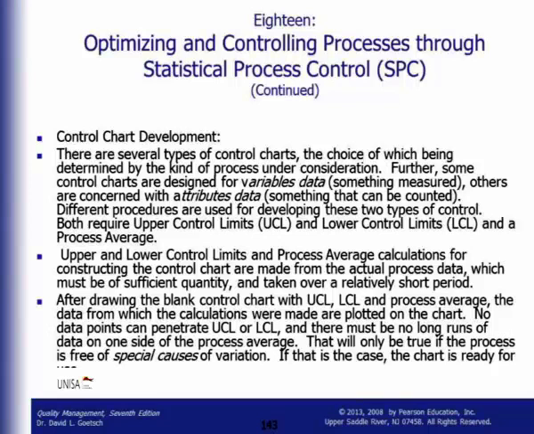After drawing the blank control chart with UCL and LCL and process average, the data from which the calculations were made are plotted on the chart. No data points can penetrate the upper control limit or lower control limit, and there must be no long runs of data on one side of the process average. That will only be true if the process is free of special causes of variation. If that is the case, the chart is ready for use.